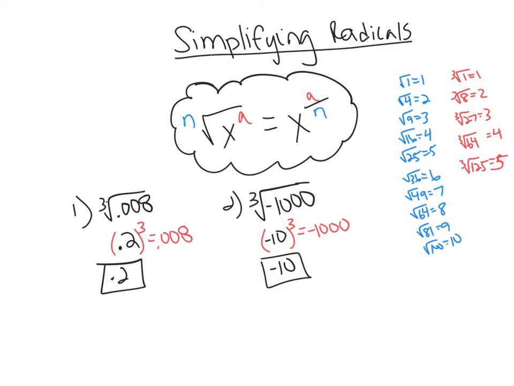Let's look at another one. What if I want to take the cube root of 1 over 27? This means I could take the cube root of the top divided by the cube root of the bottom. Cube root of 1 is 1. Cube root of 27 is 3. So 1/3 is my answer.